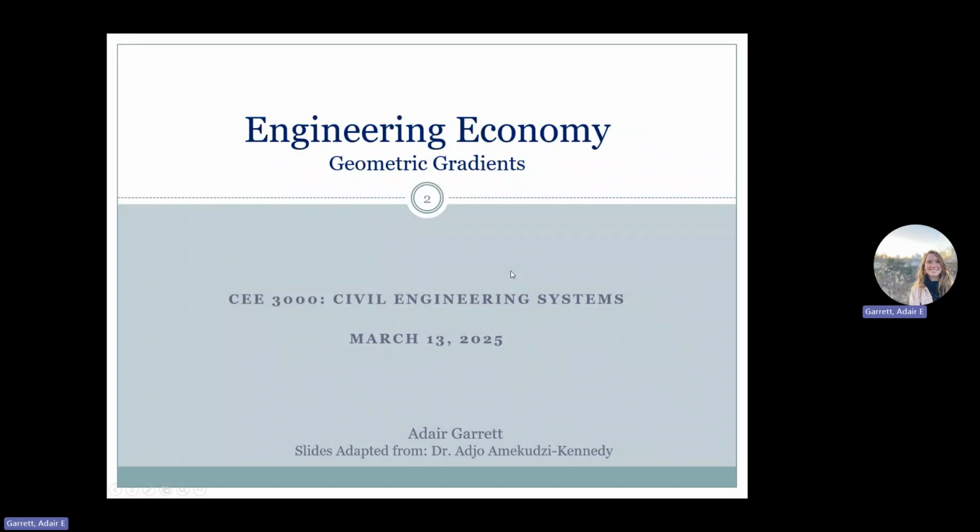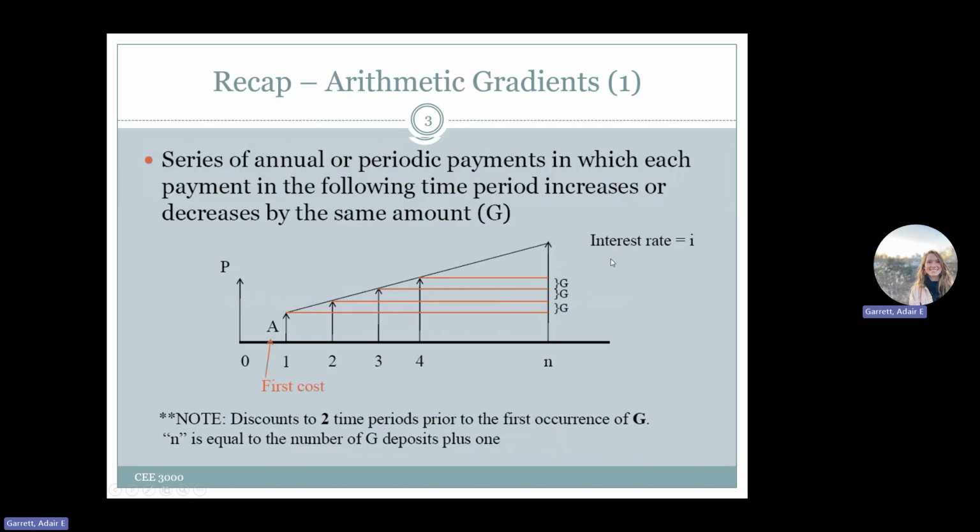In this video, we're going to talk about geometric gradients as part of our engineering economy unit. So to recap, last time we were talking about arithmetic gradients. Here we have periodic payments that increase or decrease by the same amount each time period. And we'll remember from this lecture that these tend to discount 2 time periods prior to the first occurrence of G. So in this cash flow diagram, G would occur at year 2 and we would discount to year 0.